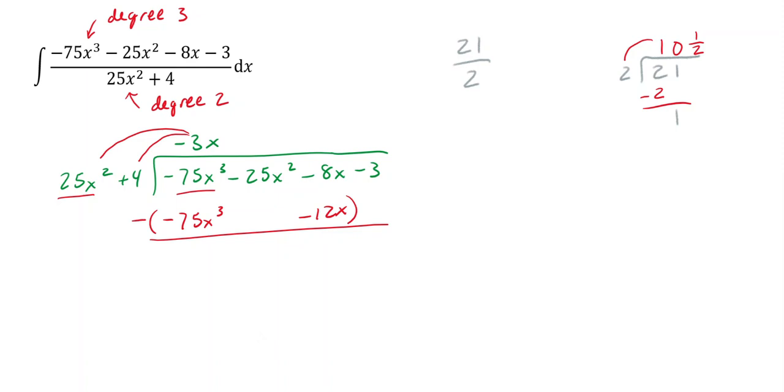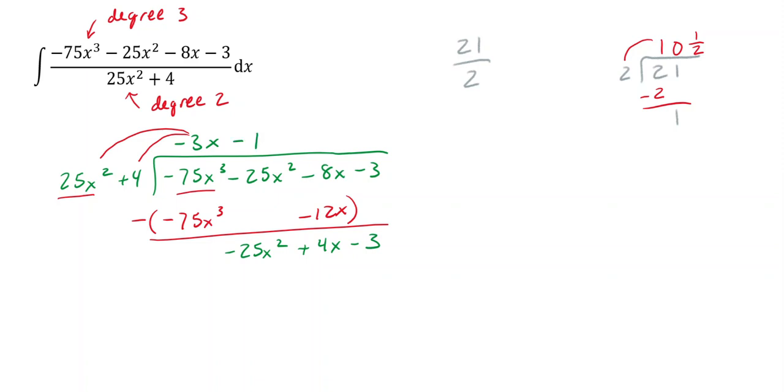Okay, so now I'm going to subtract. So negative 75x cubed minus negative 75x cubed, that gives me 0. The negative 25x squared can just be dropped down. Negative 8x minus negative 12x is plus 4x, and then minus 3 drops down. And now I repeat the process. So 25x squared times what will give me negative 25x squared? Well, the answer is negative 1.